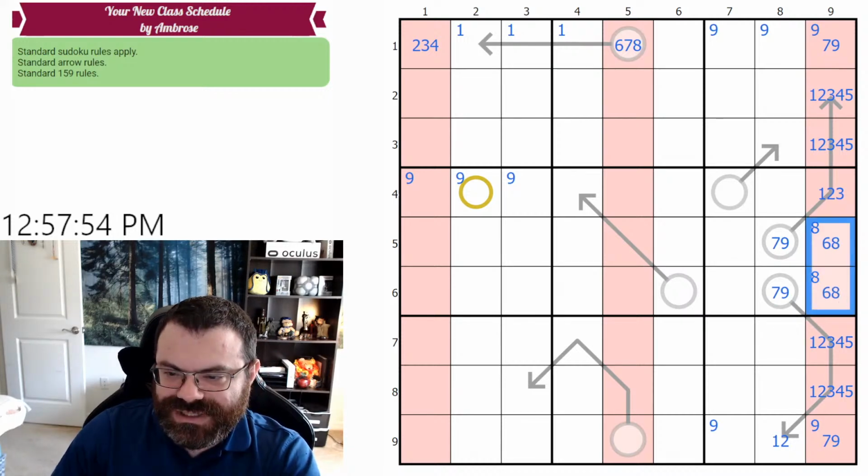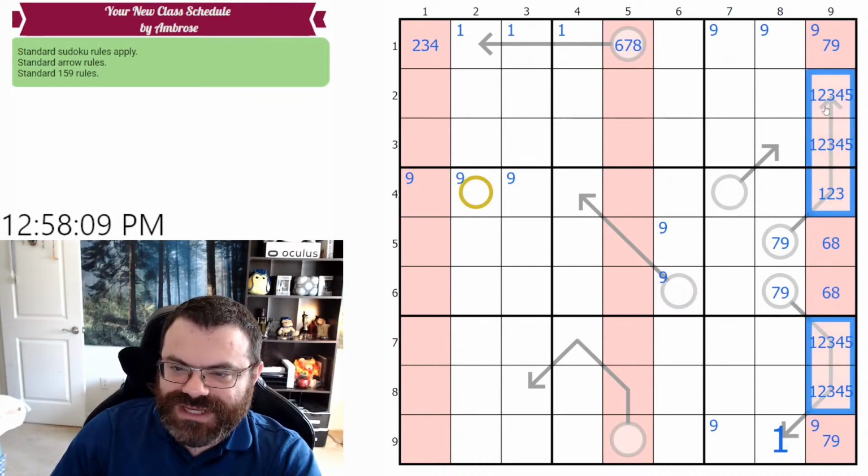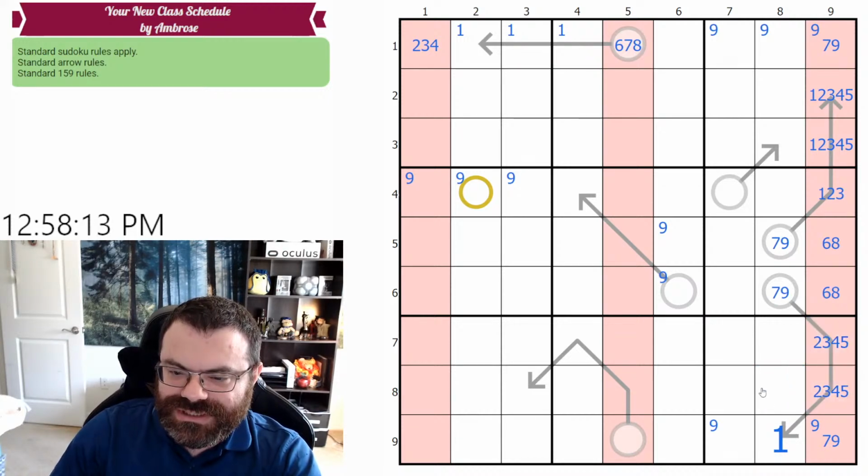So this is a 6, 8 pair. So we know there's a 9 somewhere here. Oh, there's no freedom. This had to be the 1, because 1, 2, 3, 4, 5 adds to 15, and that's a 1. Okay, yeah, that's a good way to put it. So there's no 1s there.